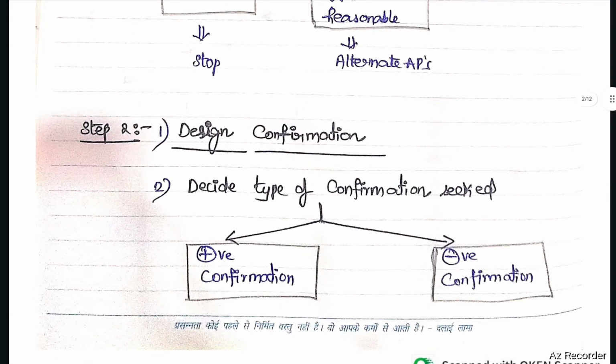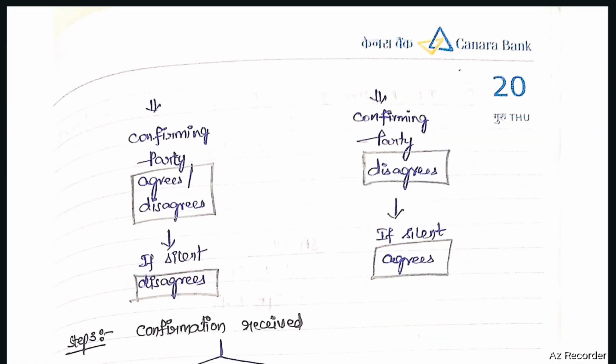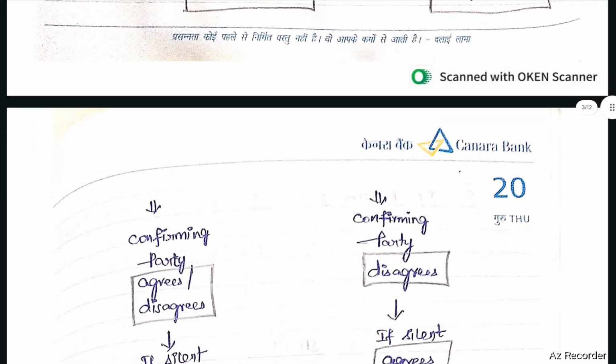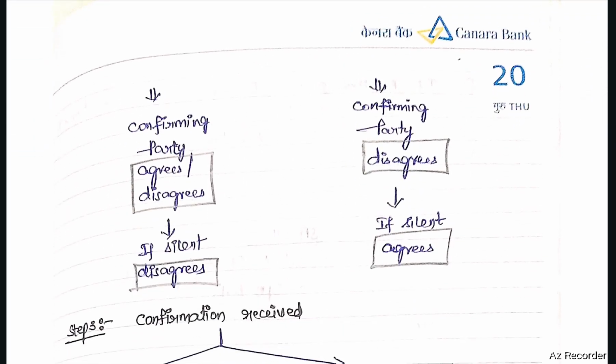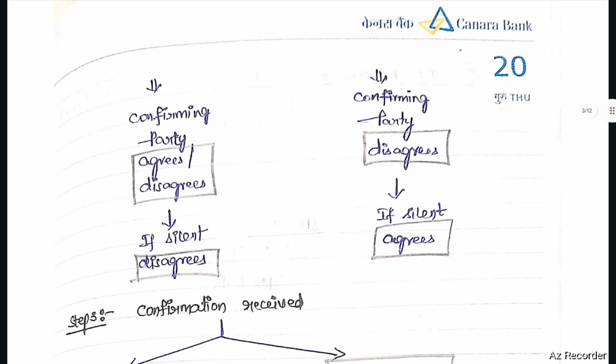Step 2, design the confirmation and design the type of confirmation. Confirmation is of two types: positive confirmation and negative confirmation. What is positive confirmation? The confirming party agrees or disagrees. Silent means disagreement in case of a positive confirmation. In case of negative confirmation, the confirming party disagrees. In case of a negative confirmation, silent means agreement. That means if the other party is silent, it means he agrees to the matter.